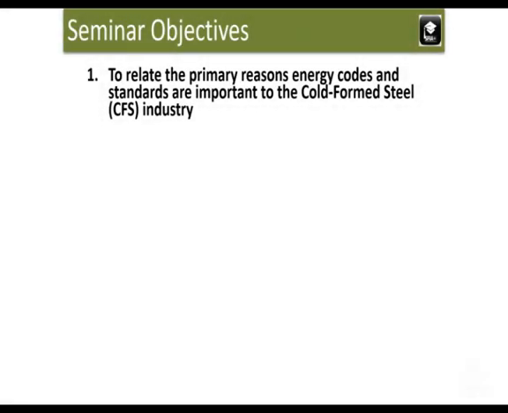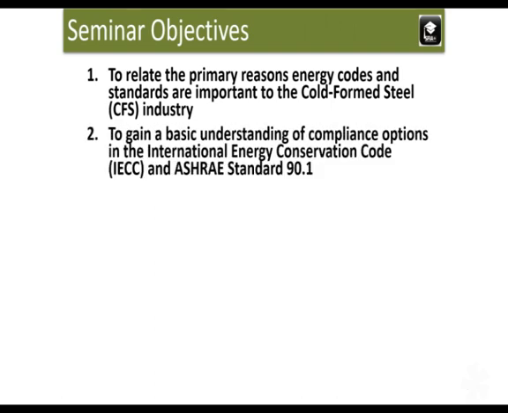First, we'll discuss how the overlap between various systems in a building has become increasingly important over the past decade. This is particularly true of the way insulation requirements impact framing systems. Second, we'll provide an overview of the two major codes and standards used in the United States, the International Energy Conservation Code, or IECC, and ASHRAE Standard 90.1.